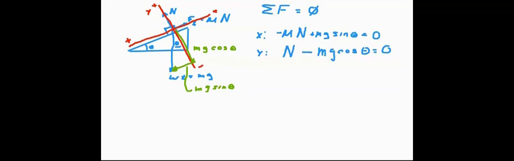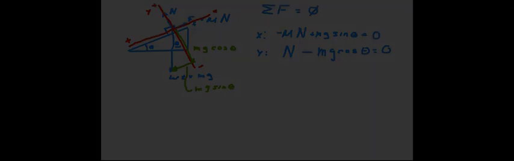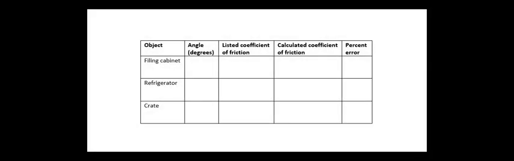the last question. Once you get your relationship between the coefficient of friction and some angle function, then what you want to do is to put your three angles in and get a corresponding coefficient of friction for each of these angles. Put these results in the appropriate column in the data table.